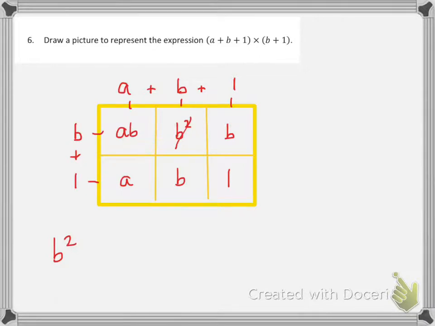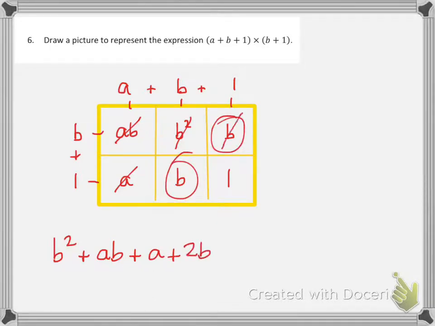And then I see an AB here, so there's a positive AB. And then I see an A, so that's a plus an A. And I see two B's here, so that's 2B. And then lastly, I just see that positive 1. So there it is, b squared plus AB plus A plus 2B plus 1.